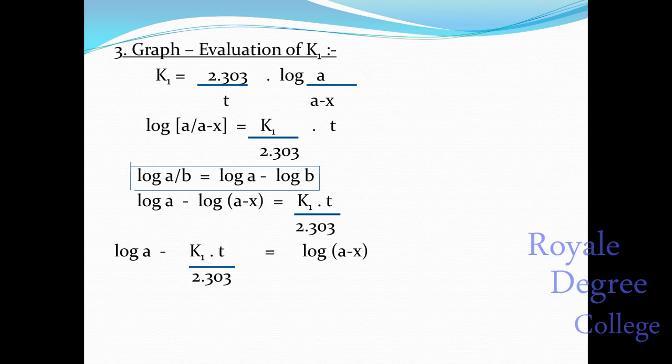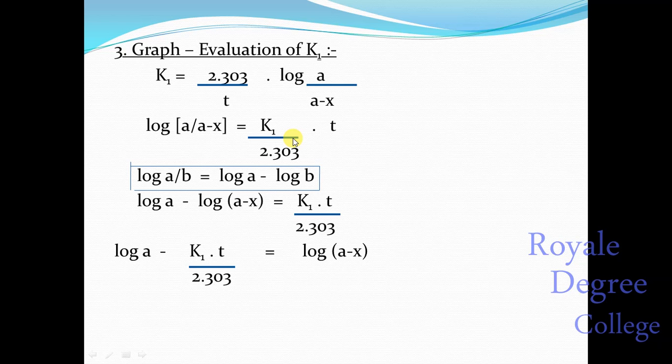Next is the graph evaluation of K1. As we know, the formula of the first order reaction is K1 = 2.303 / t × log a/(a − x). Here, this log a/(a − x) we are bringing to the other side. K1 is brought to the other side, so we write K1 by 2.303 into t, like this.